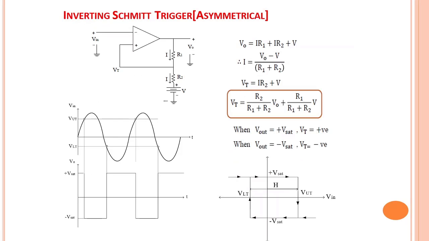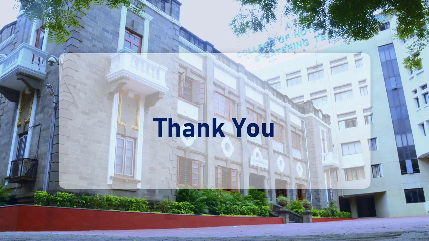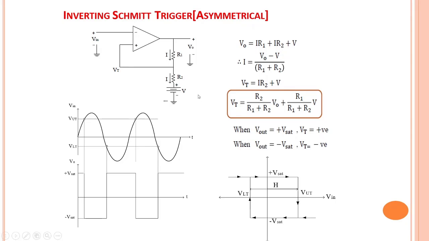We can have an asymmetrical Schmitt trigger also. We can have it by introducing only one DC source, of value V, in series with the resistance R2. In that case, the output voltage will be given by I multiplied by R1 plus I multiplied by R2 plus V, and I will be given by VO minus V divided by R1 plus R2. While writing the equation for VO, we neglected the input current drawn by the non-inverting input terminal of the operational amplifier, which is always very low.